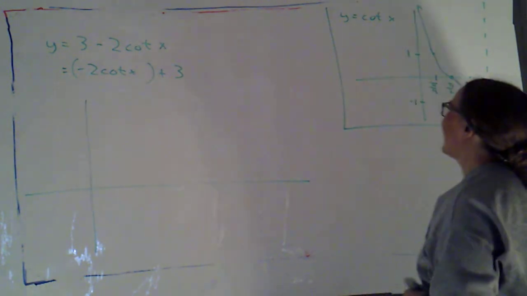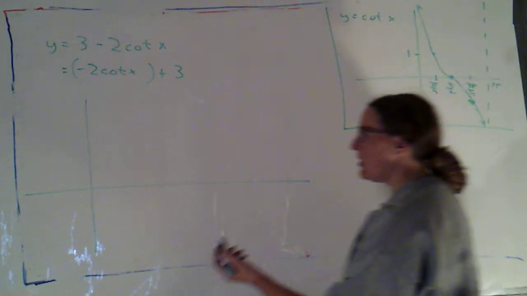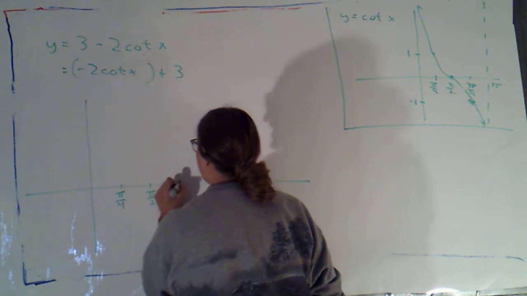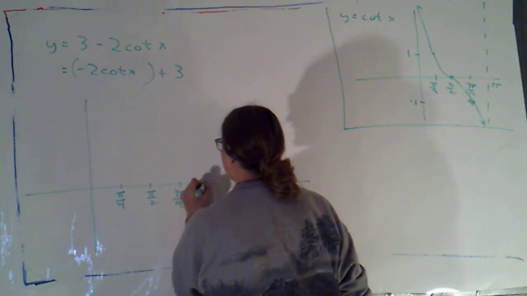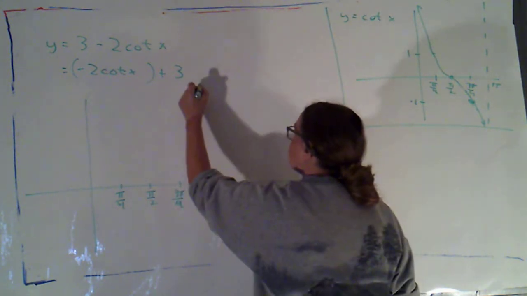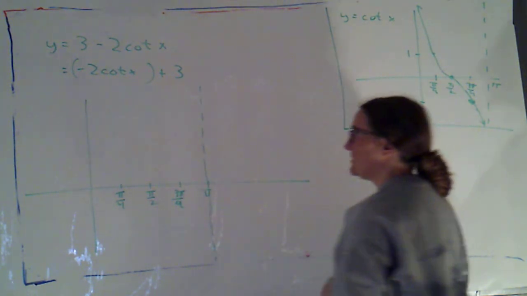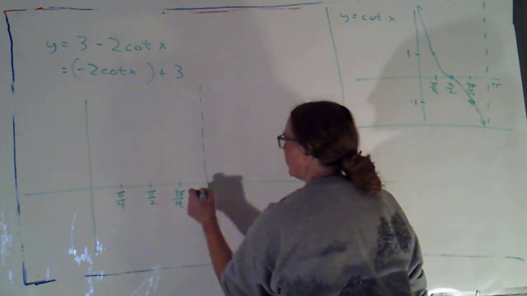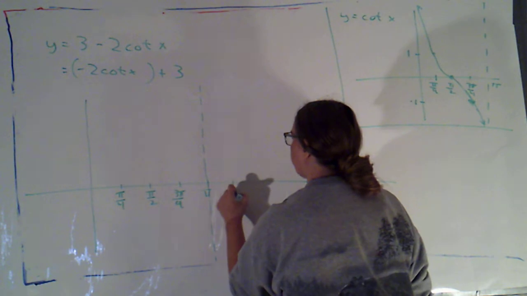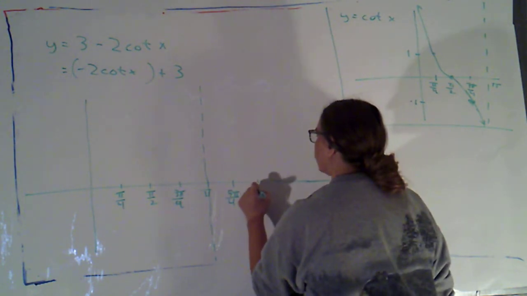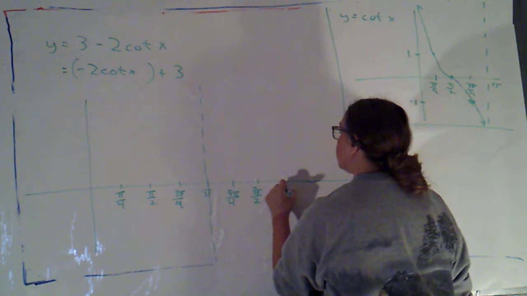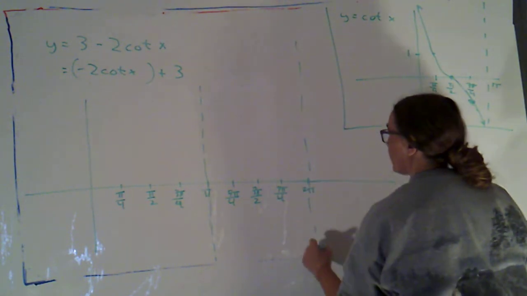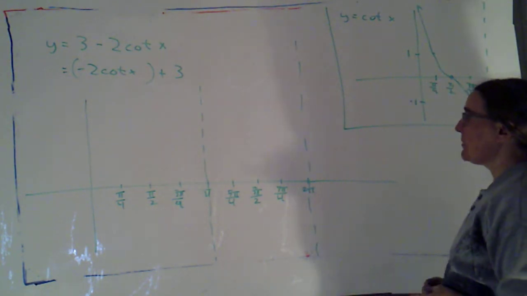Welcome back. Okay. So since we weren't changing things at all horizontally, I'm going to mark off the same angles, 0, pi over 4, pi over 2, 3 pi over 4, and pi, and I've still got the same asymptotes. And of course, if I want to draw 2 periods, then I'll just keep going. Pi was 4 pi over 4, so this will be 5 pi over 4. 6 pi over 4 is 3 pi over 2. 7 pi over 4, and 8 pi over 4 is just 2 pi. Okay. So those are the x values that we have.